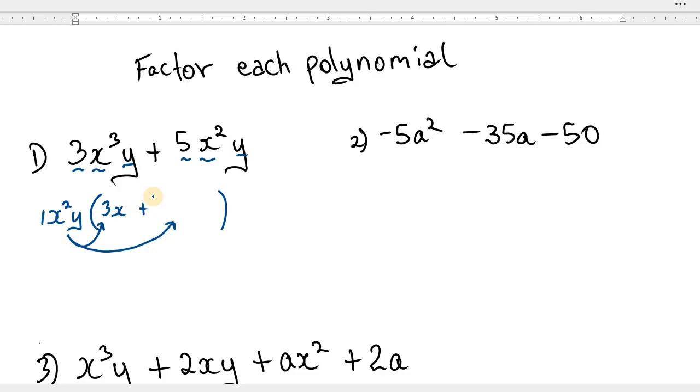What times x squared y will give us 5x squared y? Well, we do not have the 5, so let's put that there, since 1 times 5 will give us 5 by distributive property. We already have an x squared, and we already have a y, so we stop right there. So that's basically it for that one. So the answer is going to be in bracket 3x plus 5 as a factor, and outside the bracket we have the 1x squared y. We don't need to put the 1 itself, we can actually take it out.